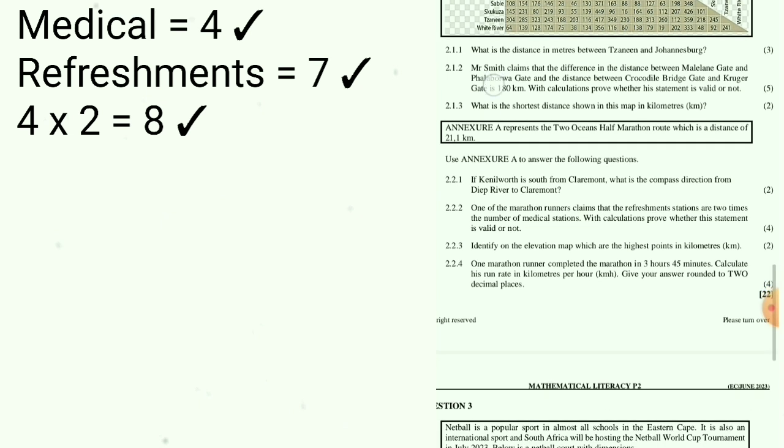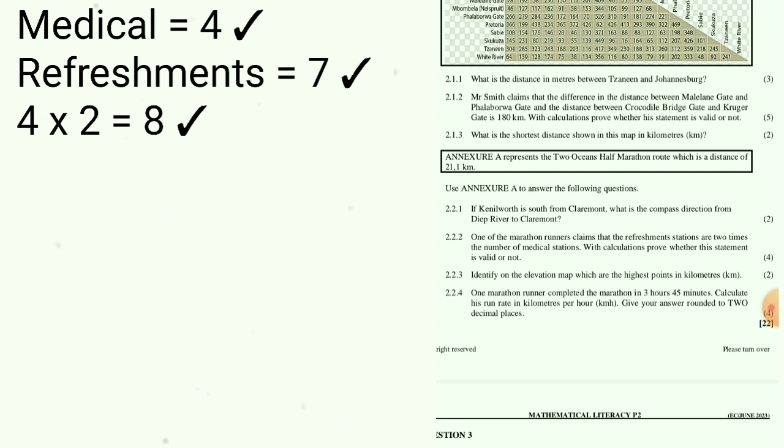So we have to multiply 4 by 2, which equals 8. That is 2 times. And then the statement is not valid, because he said that the refreshment is actually 8 according to his statement, if you summarize it. I hope you guys can understand. It's a very clear question. If you just read the question, you'll understand. If you don't read the question properly, you won't understand.